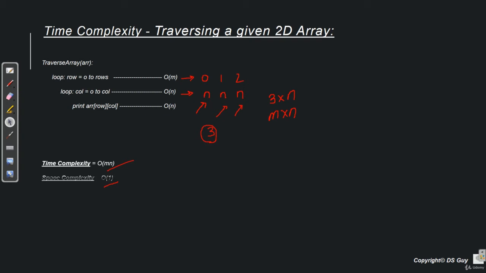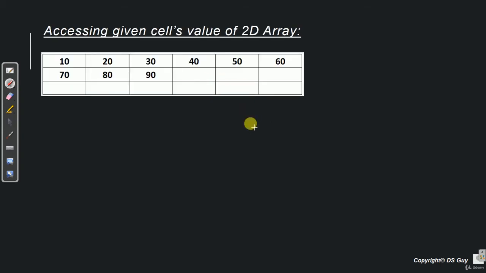Now let's see the next operation, which is accessing a given cell. As you would have already guessed, accessing a given cell's value is nothing but visiting a given cell and returning the value in that cell. So let's say if we want to visit this guy, what that means is we return the value of this guy. So we say 90. If we visit this cell, we return 40.